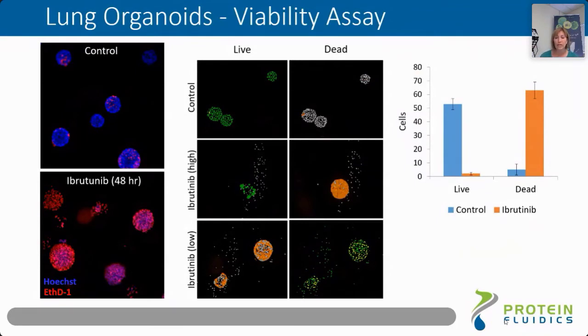Here, I would like to show you an example of a drug treatment response assay that we've done in lung organoids. These organoids were treated with the drug ibrutinib for 48 hours, and then they were stained with ethidium homodimer to detect dead cells, and with Hoechst to then calculate the amount of viable cells. And again, you can see that the quality of image that we were able to acquire, even using Matrigel, is pretty high. It allows us to identify viable and dead cells very nicely, and it's a very clean image.